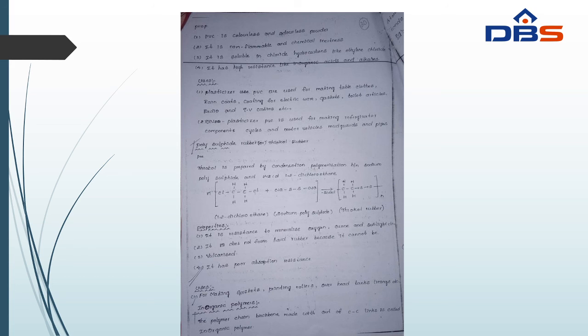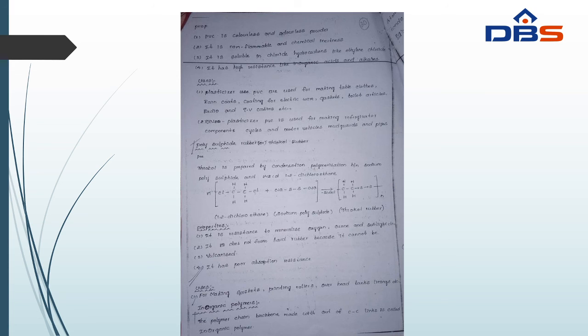So once again, the polysulfide rubber. Preparation: thiokol rubber is prepared by condensation polymerization between sodium polysulfide and 1,2-dichloroethane. Properties: it is resistant to mineral oils, oxygen, ozone and sunlight. It does not form hard rubber because it cannot be vulcanized. It has poor abrasion resistance.